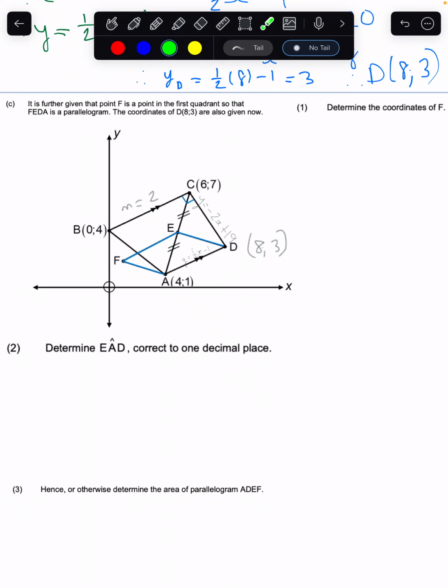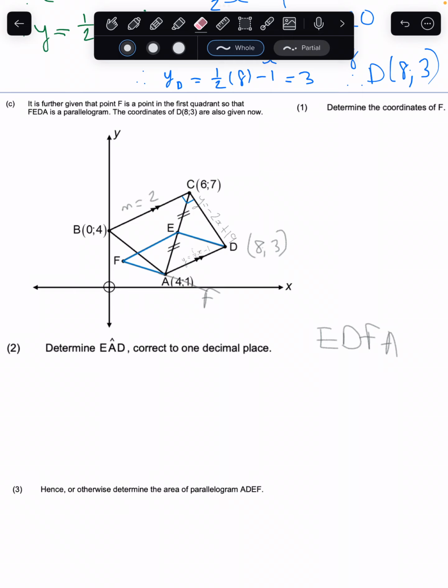So FEDA. If they had said EDFA, for example, then the parallelogram would have been something like E, D, F, A. Oh, that's a terrible one. Okay, no, let's try that again. If it had been EDFA, then your F would have been here, for example.